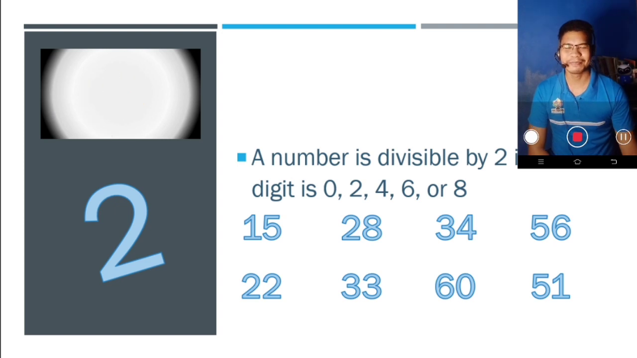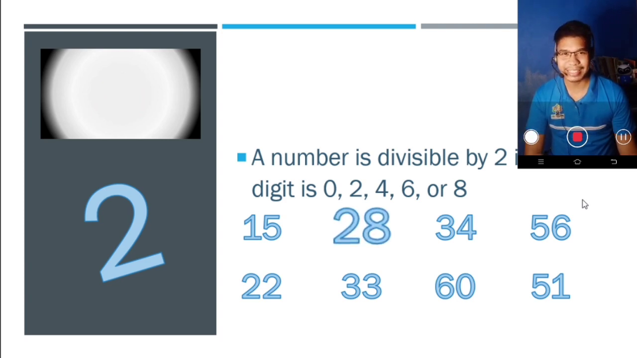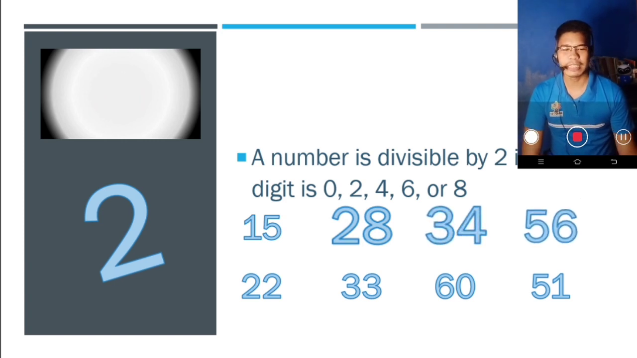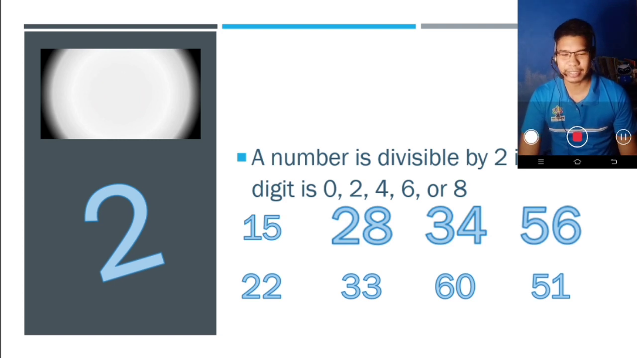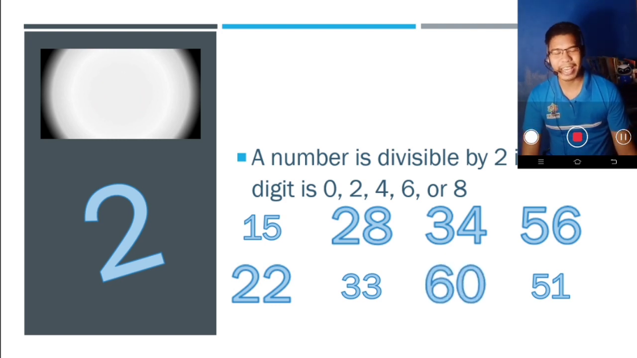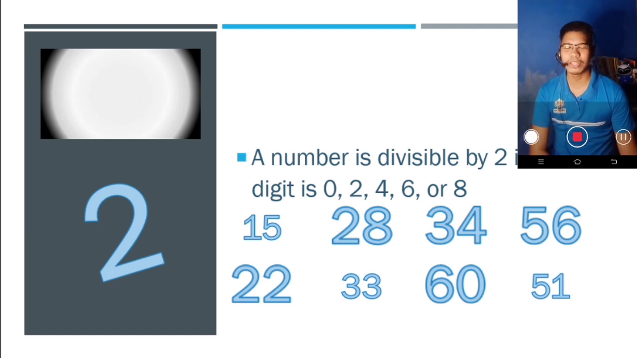Time is up. Okay, let us now observe. The numbers which are divisible by 2 are 28, since the last digit is 8; 34, since the last digit is 4; 56, since the last digit is 6; 22, since the last digit is 2; and 60, since the last digit is 0. So again, a number is divisible by 2 if the last digit is 0, 2, 4, 6, or 8.